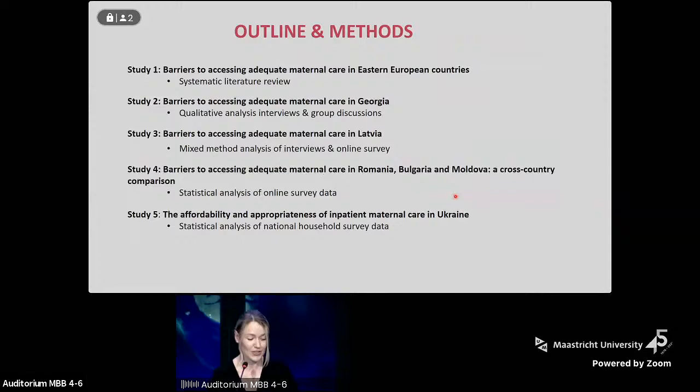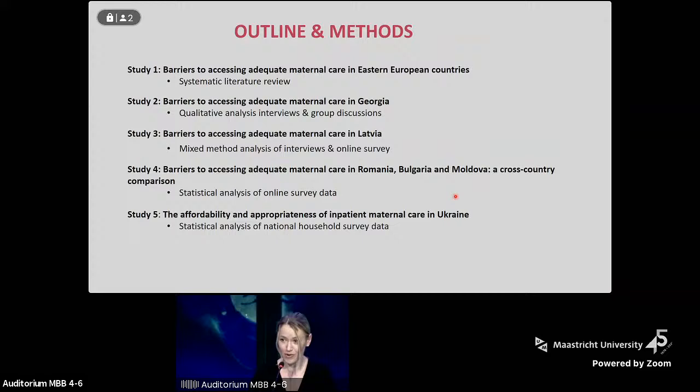Study two looked at evidence from five aspects of access to adequate maternal care in Georgia by using qualitative analysis of interviews with healthcare providers and decision makers and focus group discussions with mothers who recently gave birth in Georgia. Study three investigated five aspects of access to adequate maternal care in Latvia by using mixed methods analysis of interviews with healthcare providers and decision makers and online surveys from the perspectives of mothers who recently gave birth in Latvia. Study four compared the five aspects of access to adequate maternal care in Romania, Bulgaria, and Moldova by statistically analyzing the online survey data of mothers who recently gave birth in these three countries.